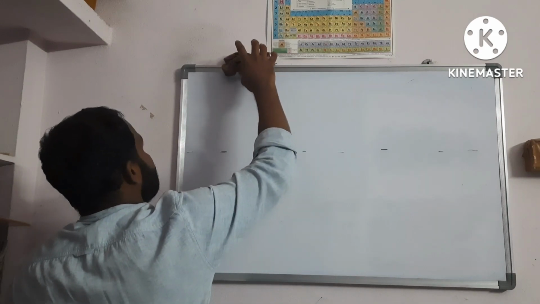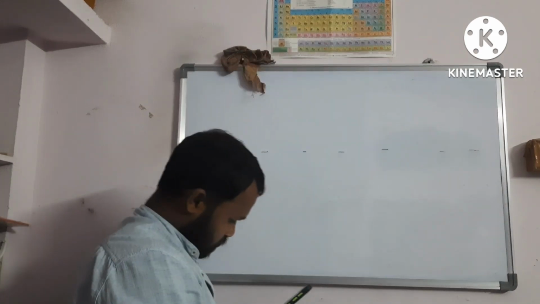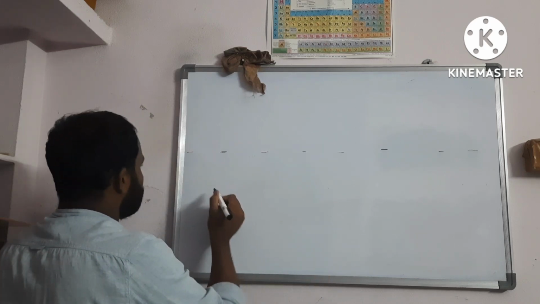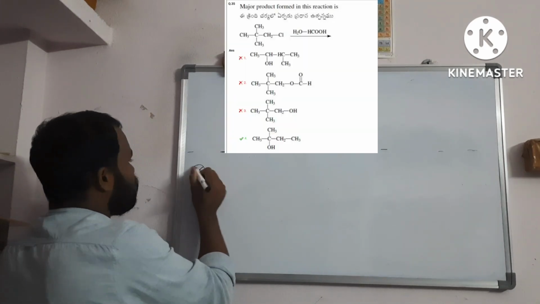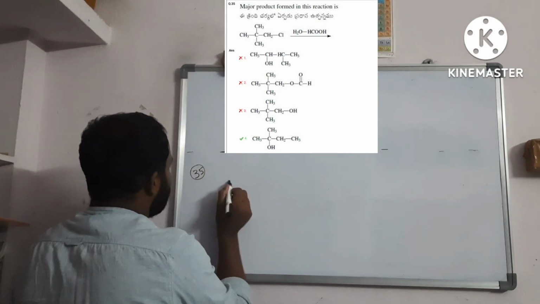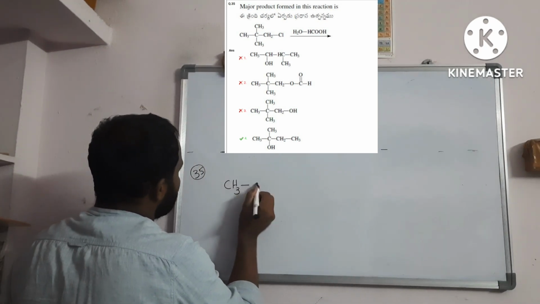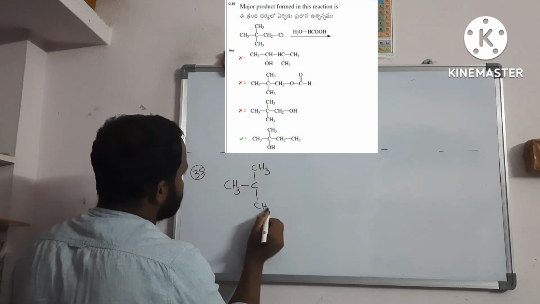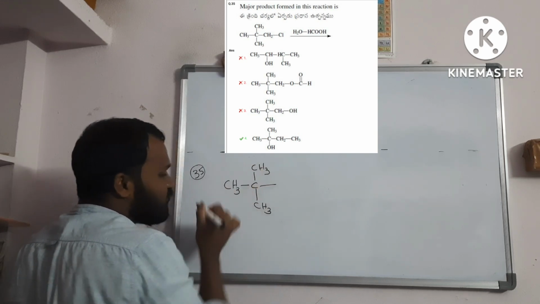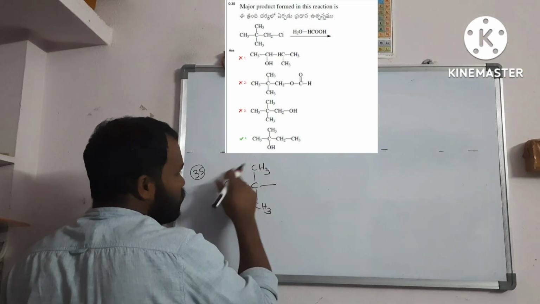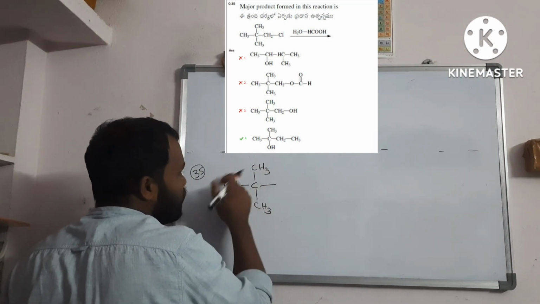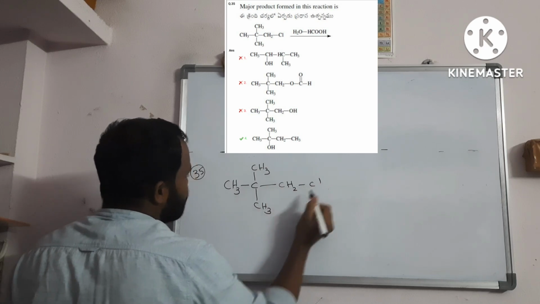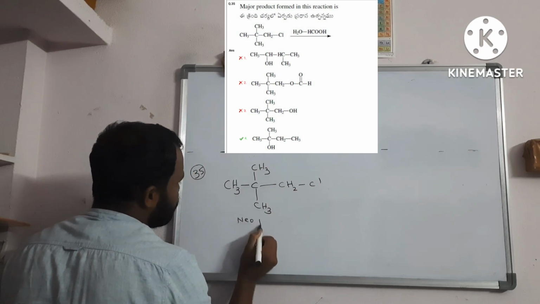Next question number 35. Major product formed in the following reaction. So what is the question? They given neopentyl chloride. This is called neo. Generally, if it is a tertiary butyl, that means 4 carbons. If you add one more carbon to tertiary butyl, this is called neopentyl chloride.